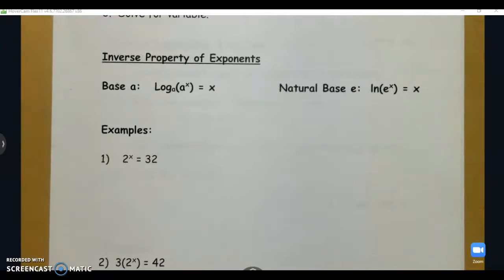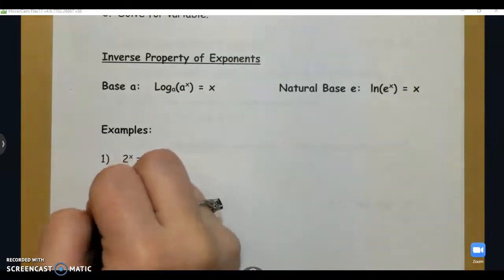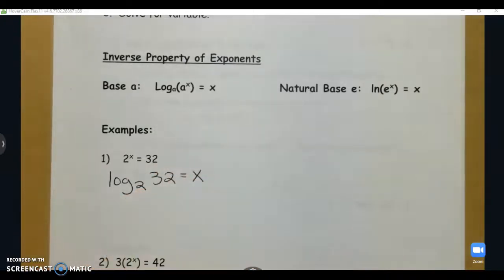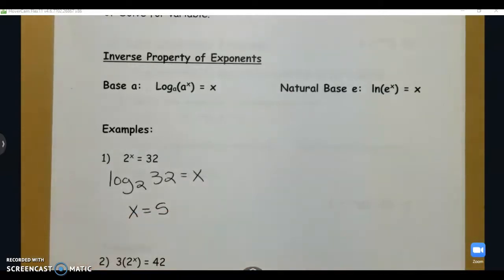On example 1, I have 2 to the x power equals 32. My exponential expression is already isolated, so there's nothing I need to do. Now I'm going to rewrite this expression in log form. So log base 2 of 32 is equal to x. Now I know that this is 5, so that means that x is 5. But that's not always going to be the case.